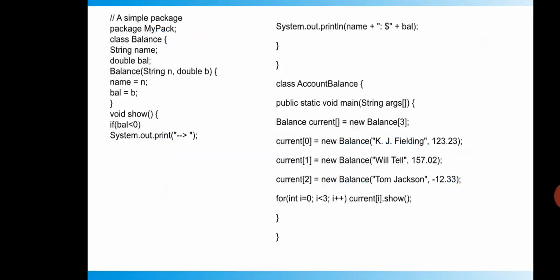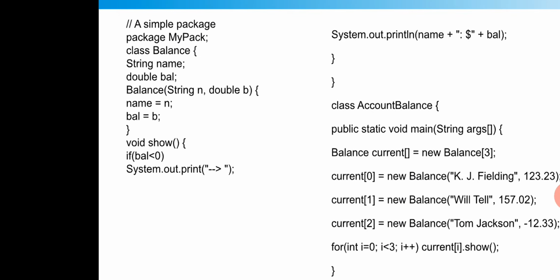So this is one example program for package. You can see on the left hand side a sample package. Package followed by mypack. So the package name is mypack in this particular example. Now you have one class called Balance. Inside that you have some data members like name and bal, balance. Name is of type String and bal is of type double. Now you have one constructor called Balance.